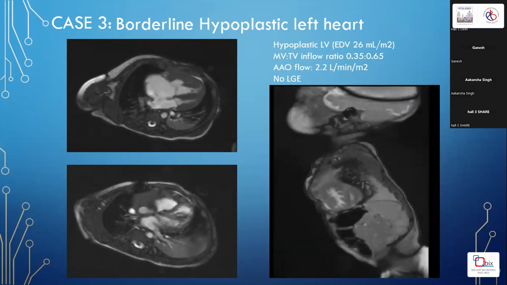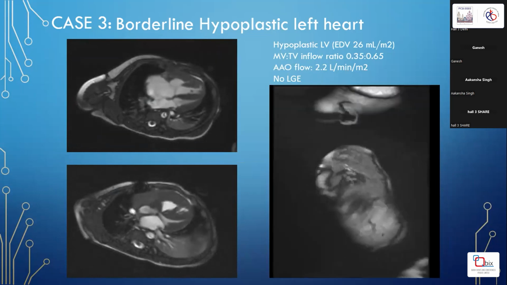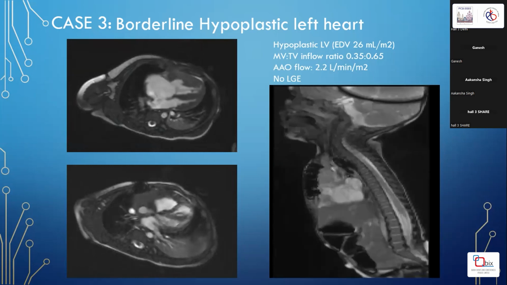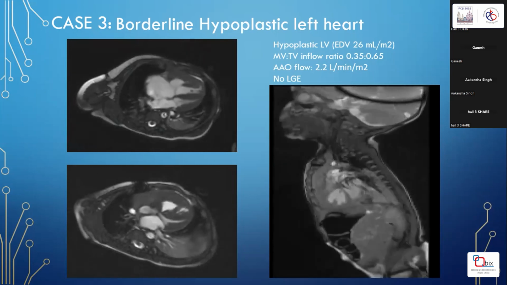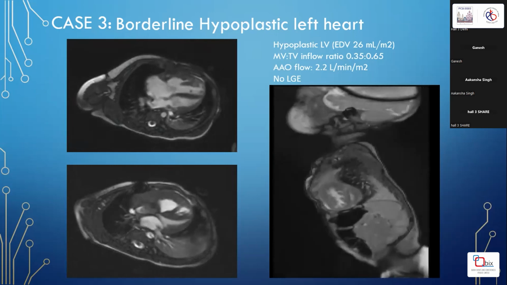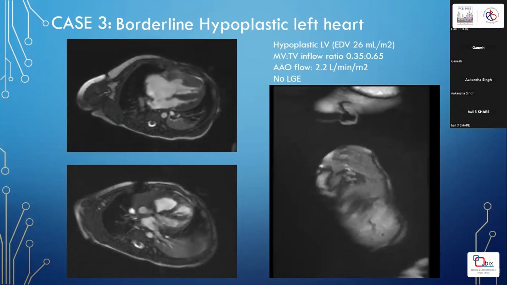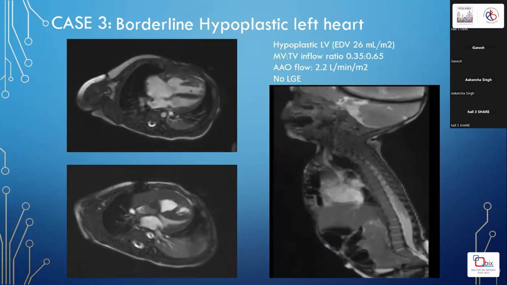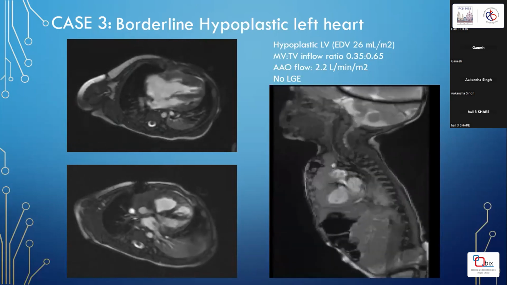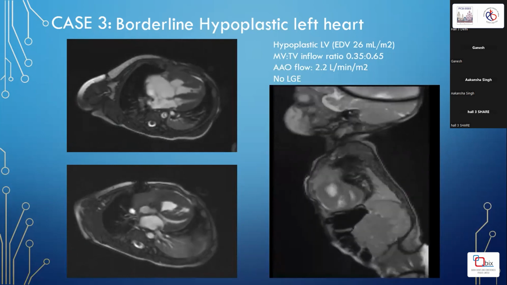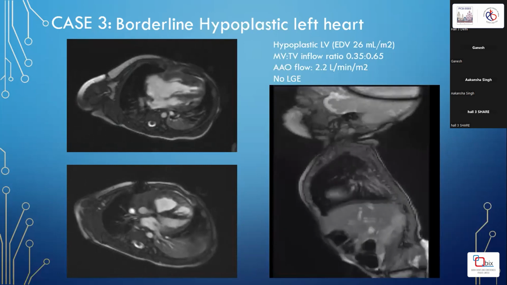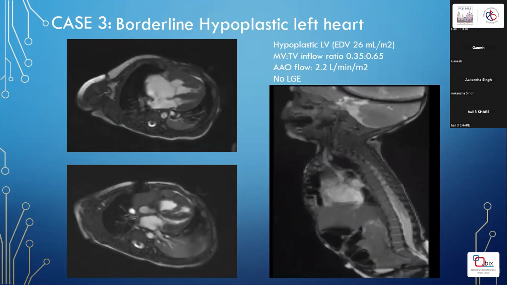This MRI was then done thereafter at 5 months of age for decision-making about the route of surgery that was to be taken. It confirmed that the LV was actually hypoplastic with a very small EDV of 26 ml per meter square. But the reassuring part was that the ascending aorta flow, which is an integrative index of left ventricular performance, irrespective of the left ventricular outflow tract obstructions, and a value of more than 2 liter per minute per meter square is pretty reassuring.